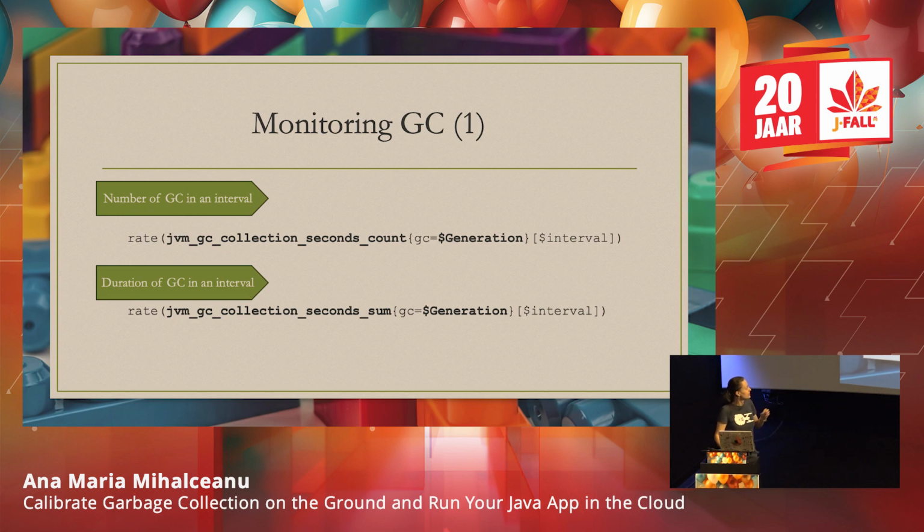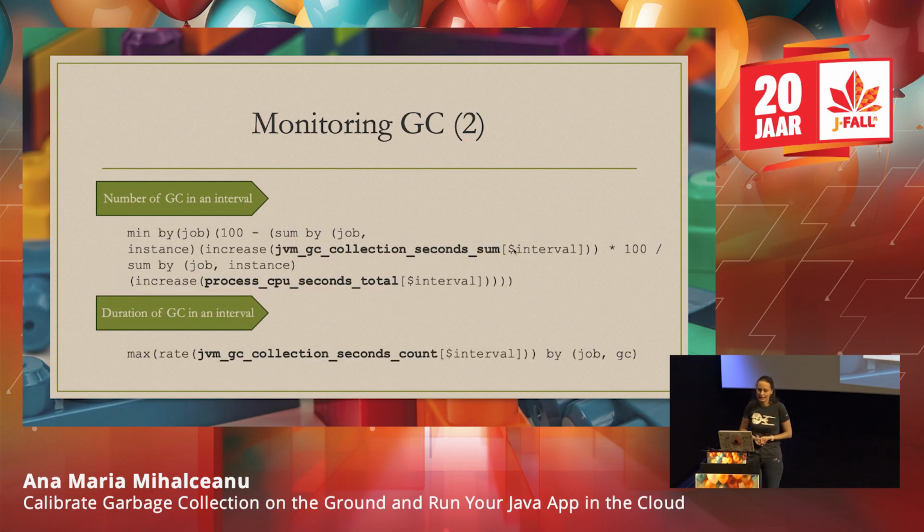Now, if we evolve this a bit, because this is just our rates, and get something more interesting, you can also look at some kind of throughput based on the garbage collection, seconds sum and seconds total. And also look at the max duration for an instance. So these are the queries that I have used to observe things for my application.